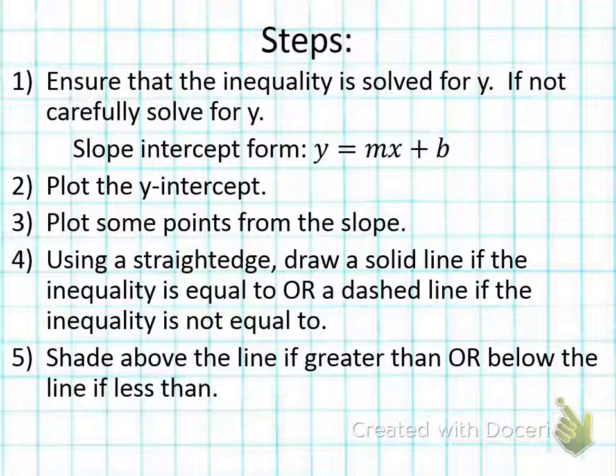The same thing applies as yesterday, except step 4: using a straight edge, you're going to draw a solid line if it includes equal to, or a dashed line if it's not equal to, and then you have to do some shading at the end. If it's greater than, you shade above; less than, you shade below.